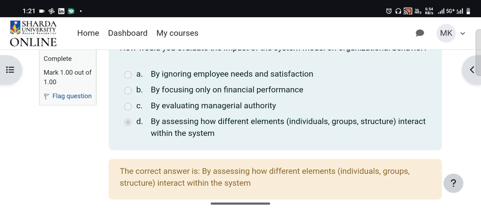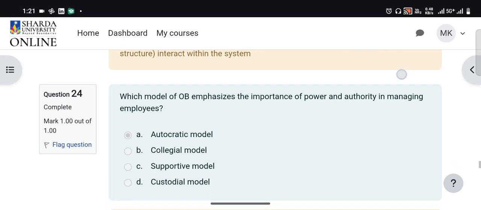The correct answer is by assessing how different elements, individuals, groups, structure interact within the system. Question number 24.